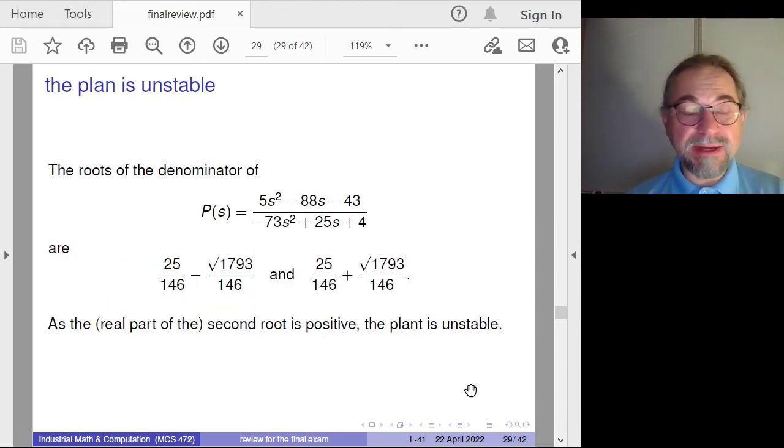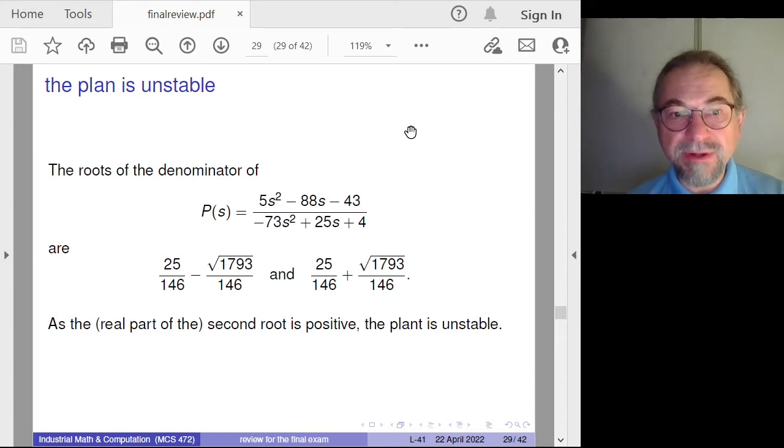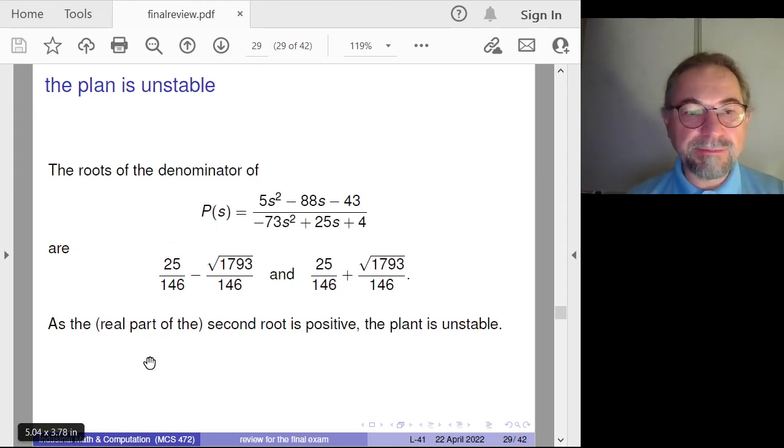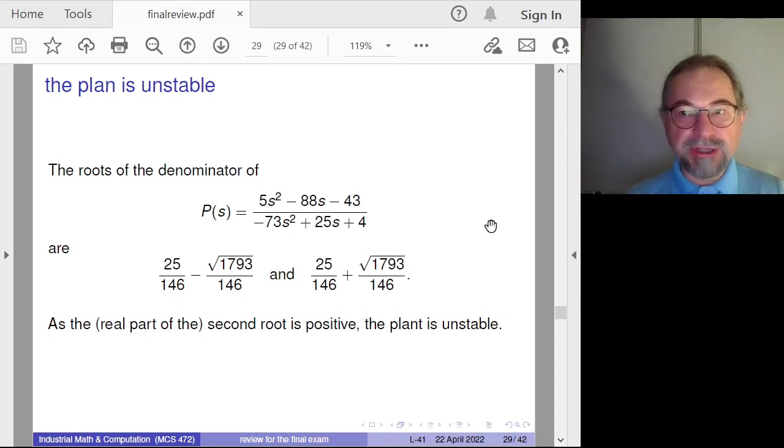Okay, why is this plant unstable? Well, we look at the roots. Here I did this with SymPy. There are two real roots. If you have complex conjugated roots, typically you have real coefficients, so the roots will be complex conjugated. But here in this case, both of them are real. Now you don't really see this from the left root immediately, but you see that for the right root, the two terms are positive. So the plant will be unstable.